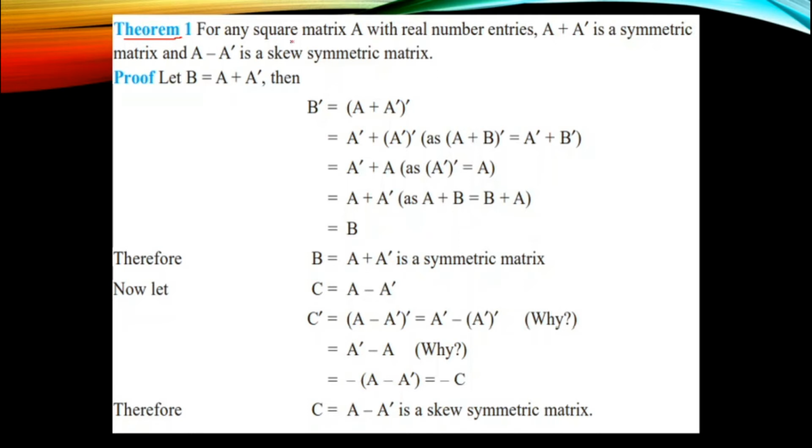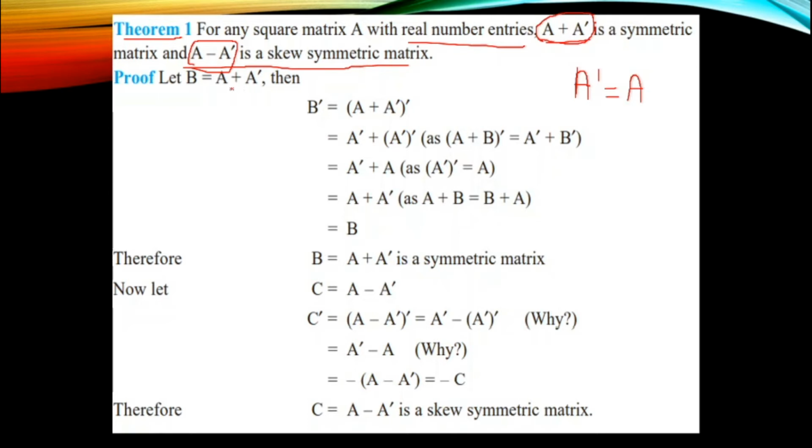So next we have a theorem based on transpose of matrix. For any square matrix A with real number entries, A plus A dash is a symmetric matrix and A minus A dash is a skew symmetric matrix. That is, what is supposed to be proved here? A plus A dash is a symmetric matrix and A minus A dash is a skew symmetric matrix. When it is a symmetric matrix, what is supposed to be proved? What does a symmetric matrix say in definition? A dash equal to A, right? So that means you have to take the transpose of this whole thing.